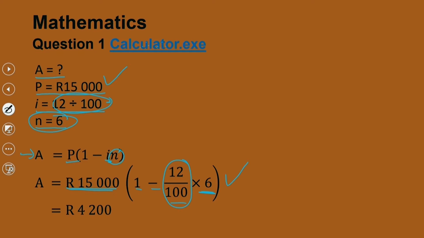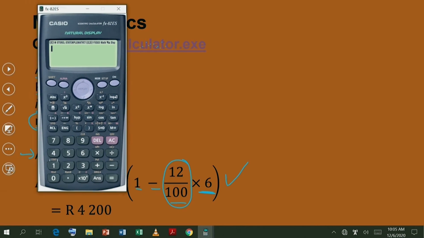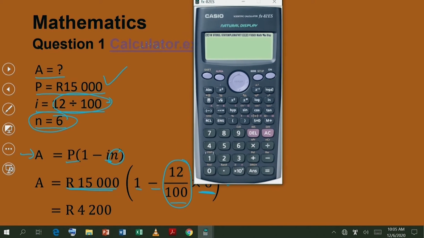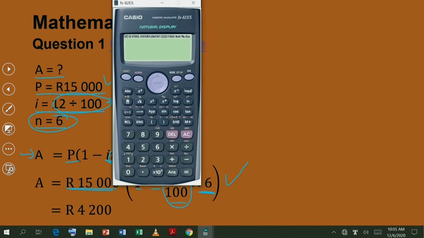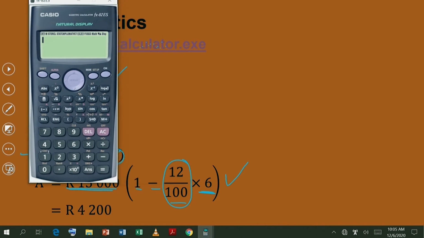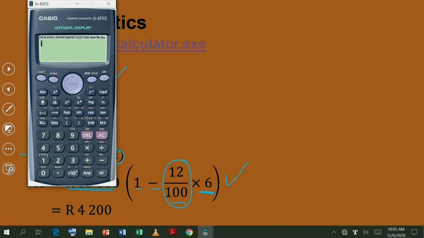So this is lovely. To work this out using the calculator, this is what we're going to do. Our focus is going to be as follows. As I place the given information, there we have it: the 15,000, open bracket, then the 1 minus 12 over 100, are we together? And we multiply this by 6, and then we can simply close the bracket and press the equal sign. How much does it give us?